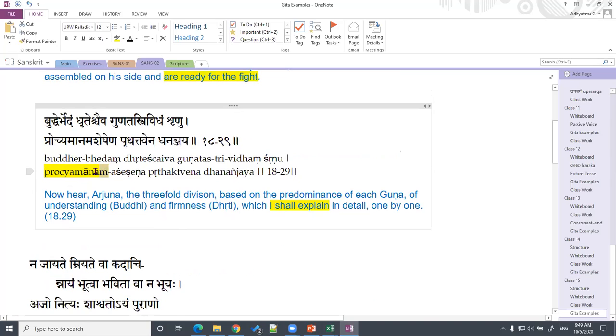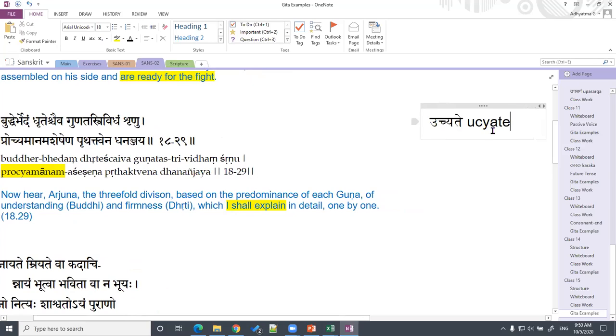Prochyamanam. You see this word, prochyamanam. How does it come? You have seen the word called uchyate. I think this word has come in Gita class also. Uchyate is the passive present tense of vach, root vach.